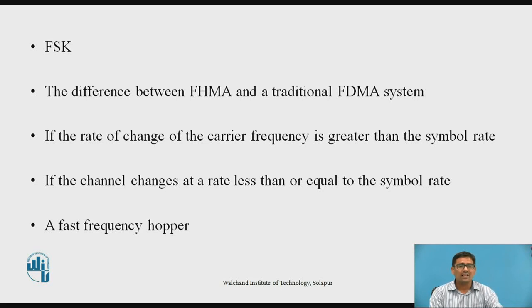The difference between FHMA and the traditional FDMA system is that the frequency hopped signal changes channel at rapid intervals. If the rate of change of the carrier frequency is greater than the symbol rate, then the system is referred to as a fast frequency hopping system. But if the channel changes at a rate less than or equal to the symbol rate, then it is called slow frequency hopping. A fast frequency hopping may thus be thought of as an FDMA system which employs frequency diversity.